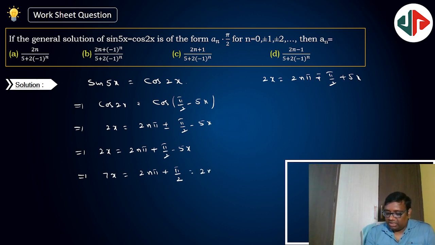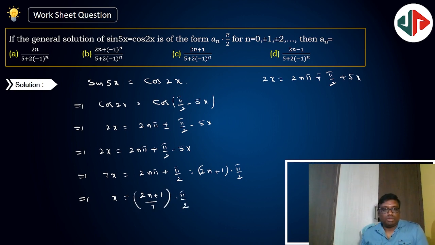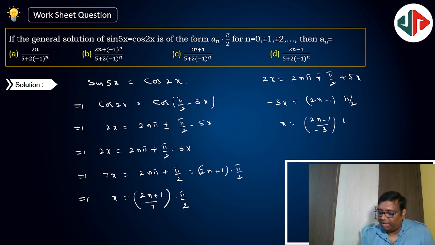Now we can read it as 2n plus 1 times pi by 2 only. It is nothing but x is equal to 2n pi plus 1 by 7 of pi by 2. So if you take n as any value, to get the 2n plus 1 by 7 value, we have to get an n value. Otherwise, this is minus 3x is equal to 2n minus 1 times pi by 2. Then x is equal to 2n minus 1 by minus 3 times pi by 2.